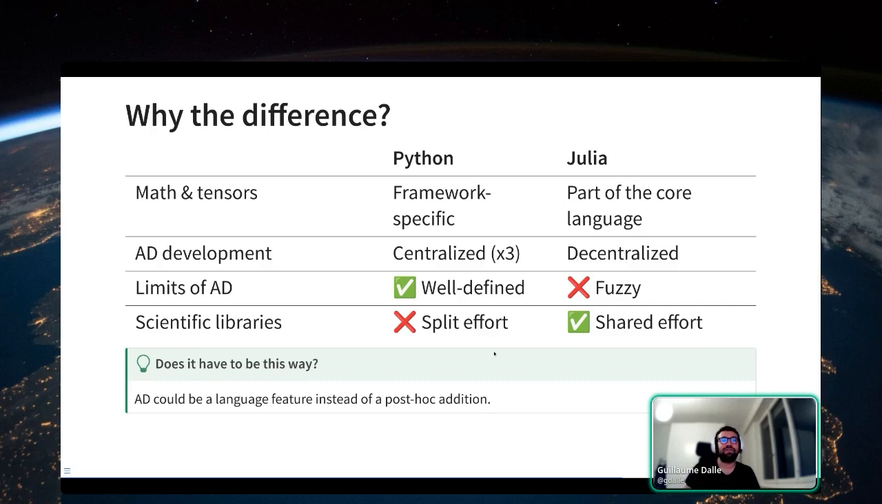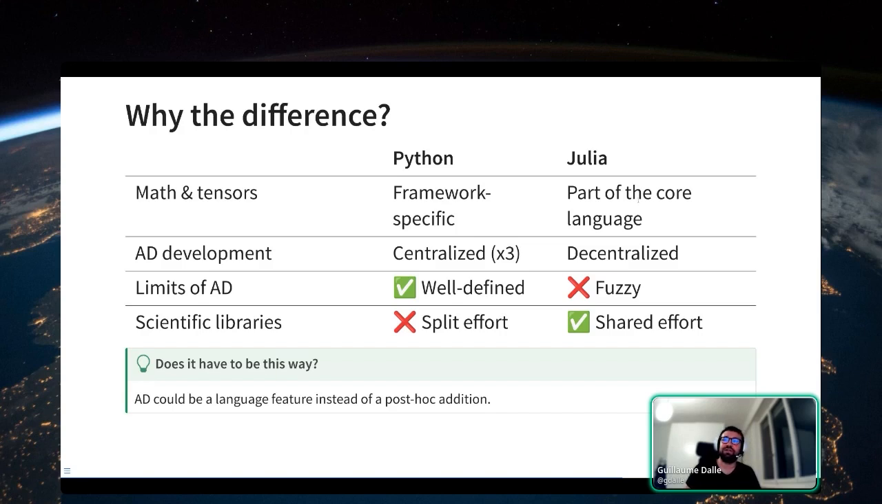Now, it doesn't really have to be this way. And the reason it is this way is because AD, automatic differentiation, is a post hoc addition to the language. But it could be a language feature. And I would argue that in 2024, if you write a new programming language, you need to make sure that it is differentiable. And in the end, that's what PyTorch, JAX, and friends are. They're new programming languages built on top of Python in which everything you do is differentiable.